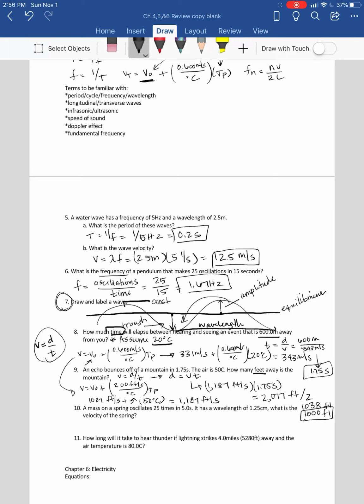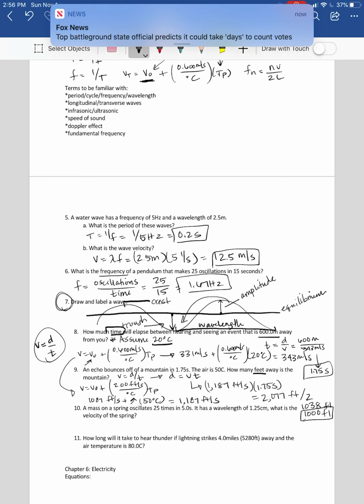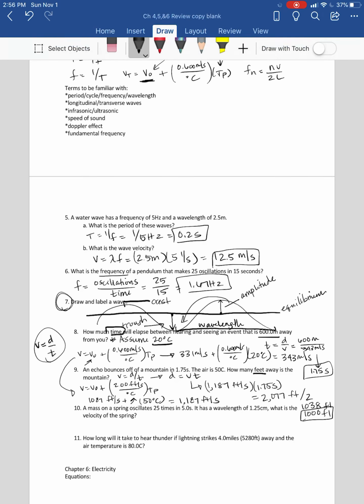Okay, number 10. Number 10 says that a mass on a spring oscillates 25 times in 5 seconds. It has a wavelength of 1.25 centimeters, and it wants to know what the velocity is. This goes back to velocity is equal to wavelength times frequency. It gives us wavelength and wants us to find velocity, so we're going to have to find frequency.